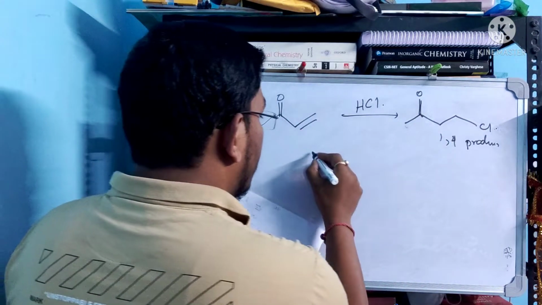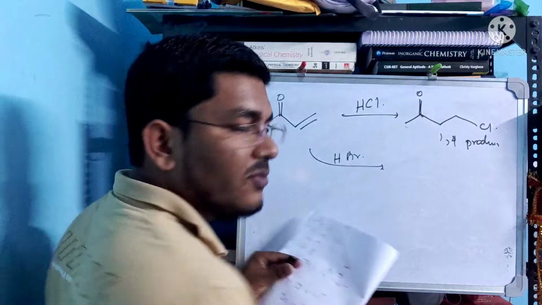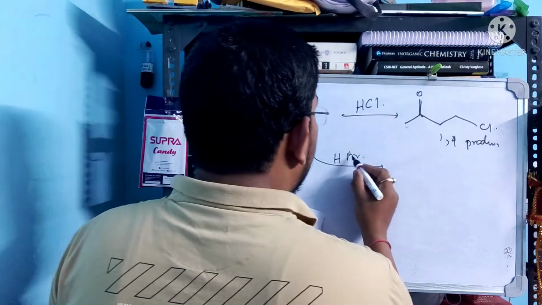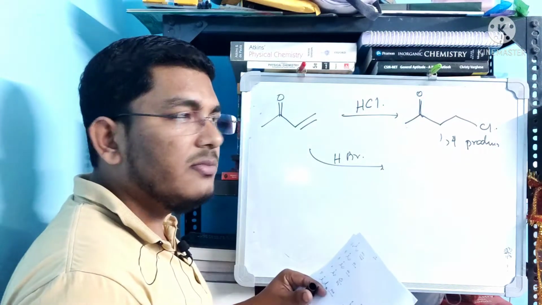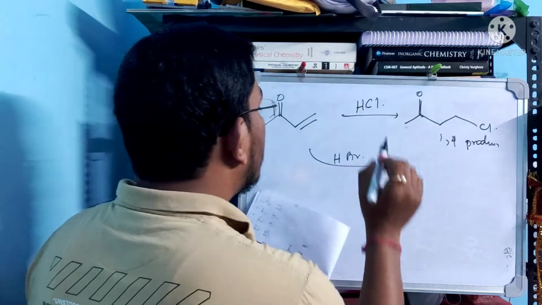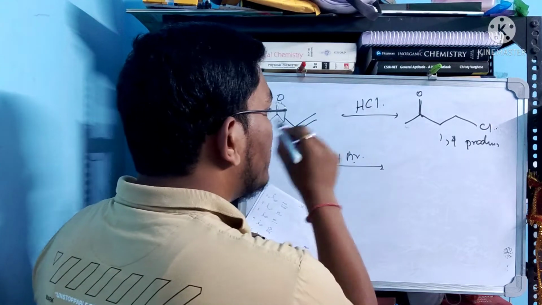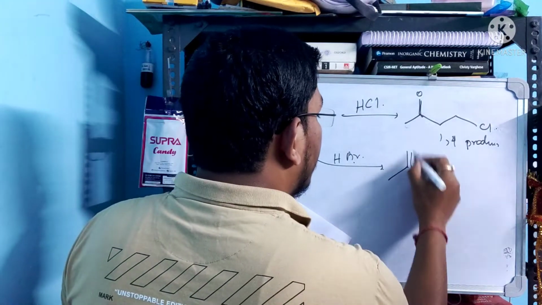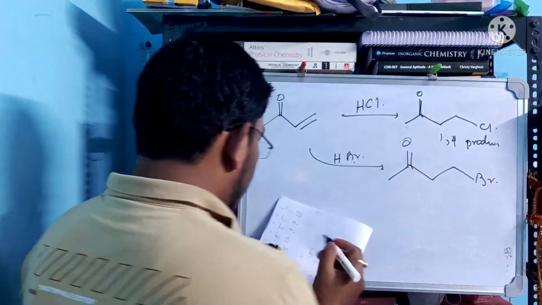This one, right? If we added HBr here, what will happen? Bromine will attack here because bromine is also bigger in size compared to chloride, that means it's a softer nucleophile and will attack the softer electrophilic center, right?